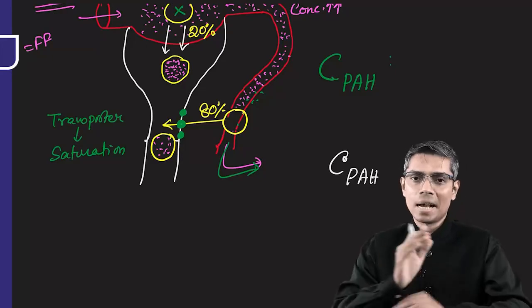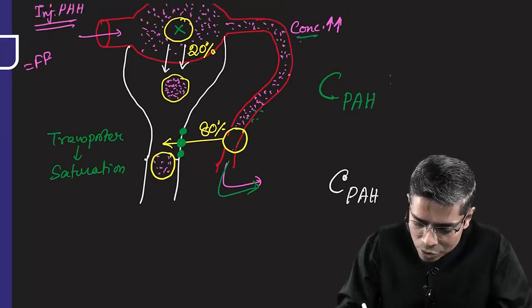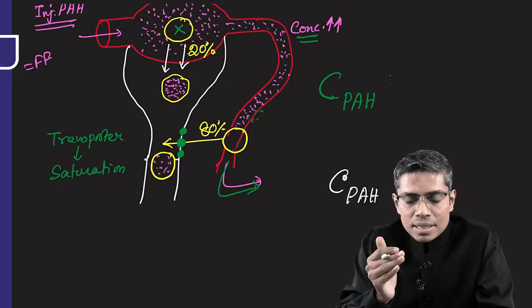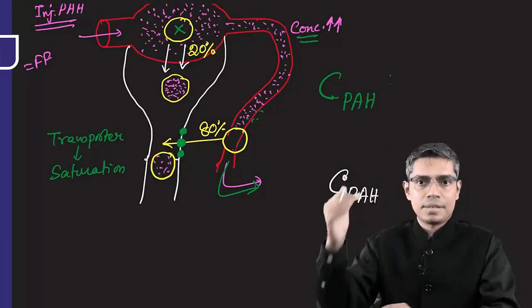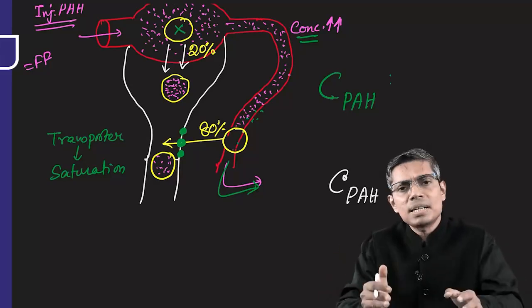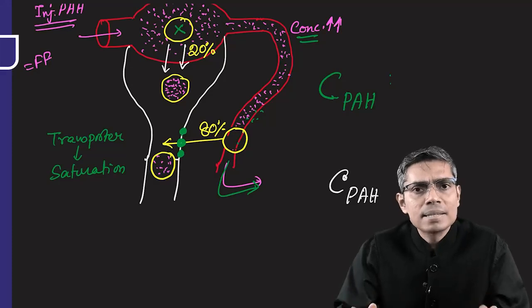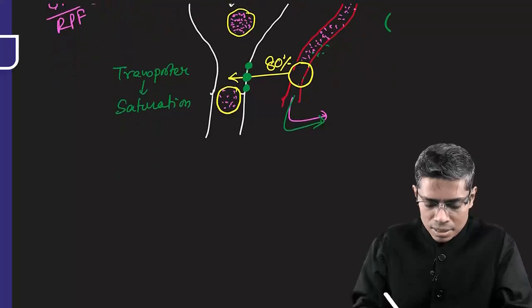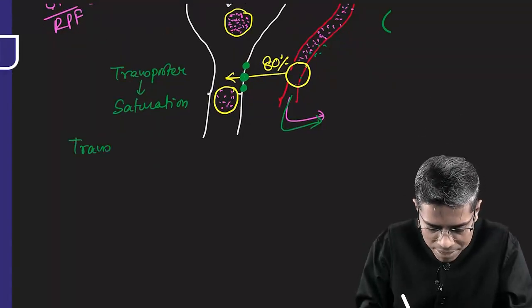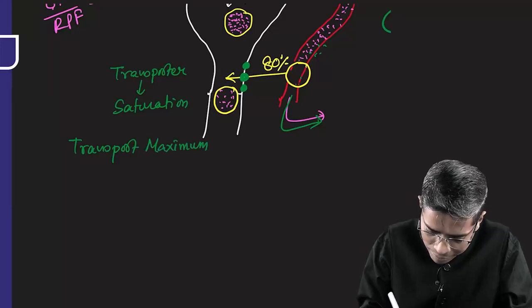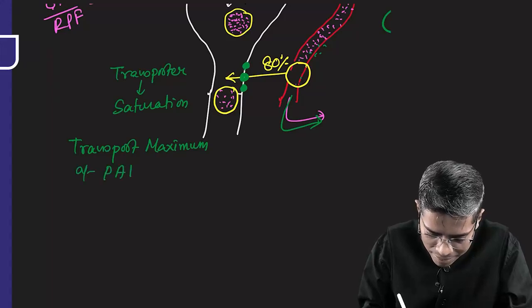That means I can understand that whenever the PAH concentration is very, very high in the peritubular capillary, saturation is reaching up to a limit, and that limit is maximum. After that, further increment of secretion is not possible. That maximum limit is known as the transport maximum of PAH. Transport maximum can mean maximum absorption also, maximum secretion also.